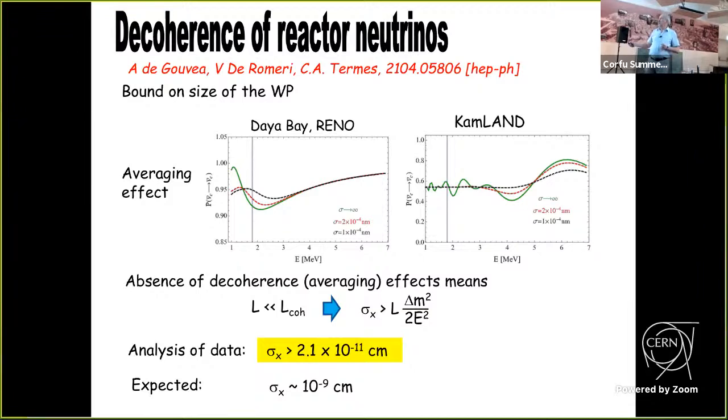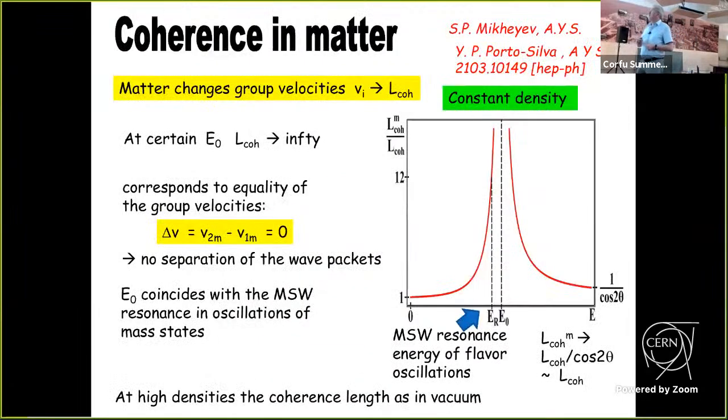And this is for KamLAND, which is even more sensitive because the baseline is bigger. So the bottom line of the analysis gives that sigma x should be bigger than 2 × 10^-11 centimeters. So I made some estimation that the expected sigma x in these reactor experiments is something like 10^-9, still quite far. But one can work in this direction and maybe get some interesting results. Maybe some additional mechanisms of decoherence exist.